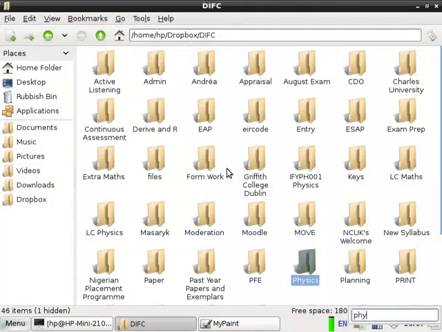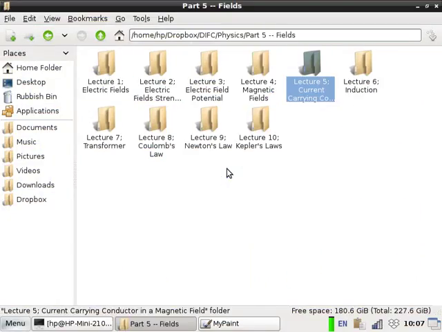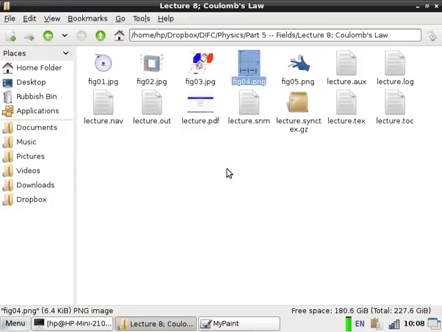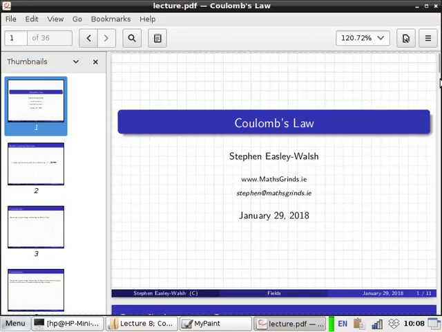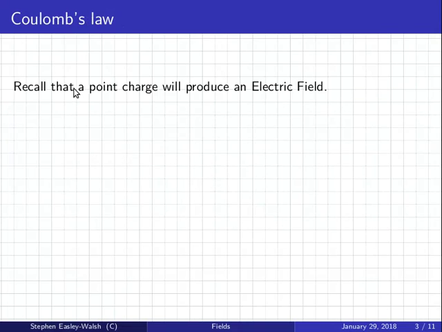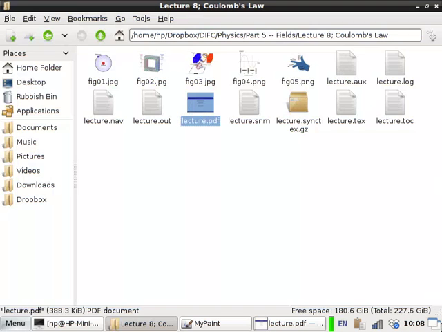Alright, physics, fields, Coulomb's law? Great. Did we finish Newton's law last time? Yeah, so we have Coulomb and Newton to look at. Right. So I probably need to open up the calculator.